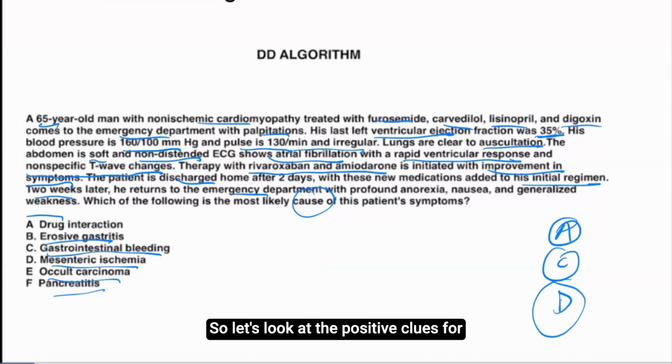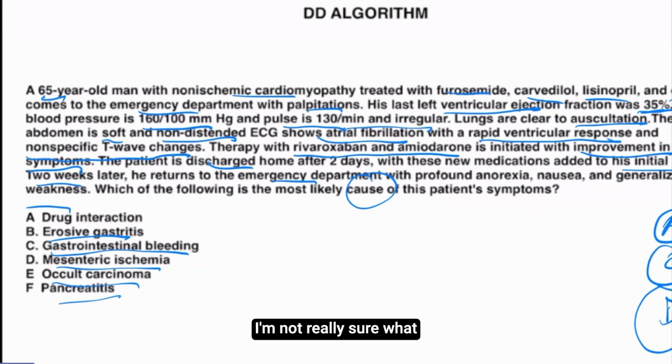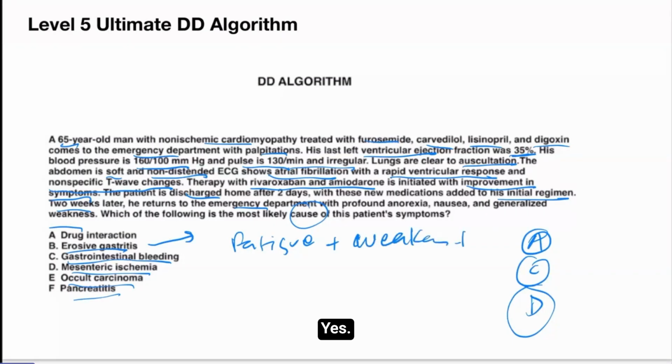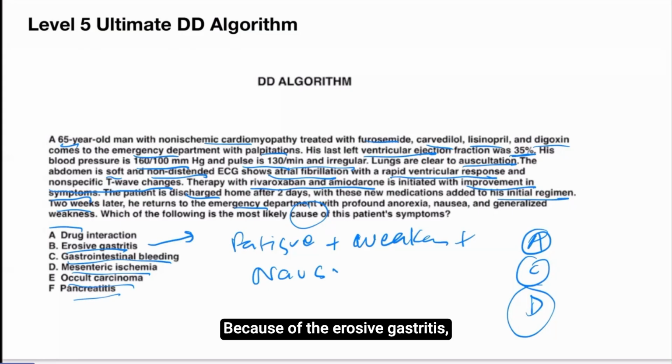So let's look at the positive clues for each of these. Drug interaction, I'm not really sure what drug they're talking about. Maybe could be the answer. We'll keep it. B is erosive gastritis. So let's look at the positive clues. You're having erosion in your gastric layer. Probably there's an ulcer or something, and there's bleeding. Can that cause fatigue if there's bleeding? There's anemia. Yes. Can you have some kind of weakness because you have fatigue? Yes. Can you have some nausea because of the erosive gastritis? Gastric ulcers can cause nausea. So there are positive clues towards erosive gastritis that I'm getting.